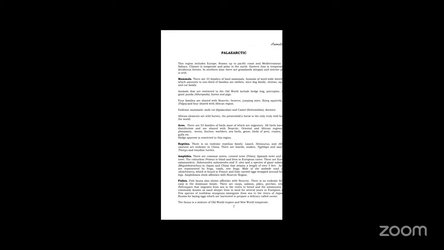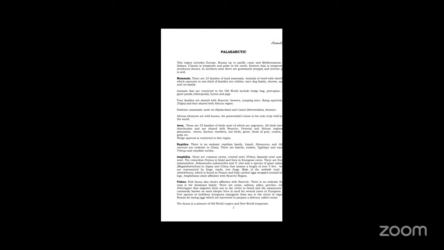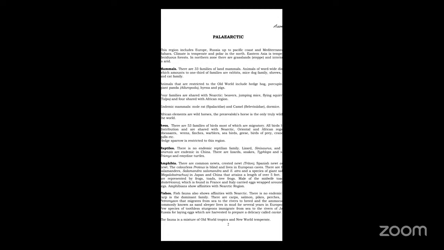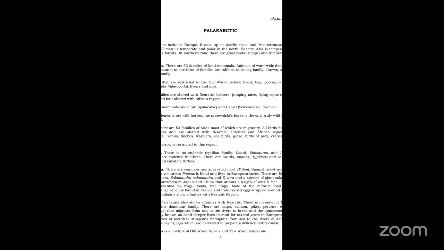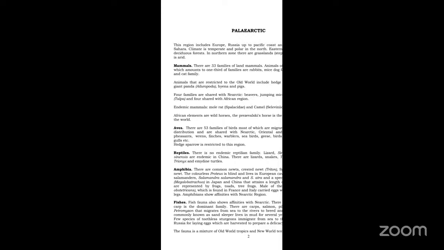Now we'll see one by one what the different regions are, and what different types of fauna you find under each region, with reference to the fishes, amphibians, reptiles, birds, as well as the mammals. The first region is called the Palearctic region. This Palearctic region includes Europe, Russia up to the Pacific coast, and also the Mediterranean up to the Sahara. So this is about the Palearctic. The Palearctic region includes Europe, Russia, as well as the Mediterranean.